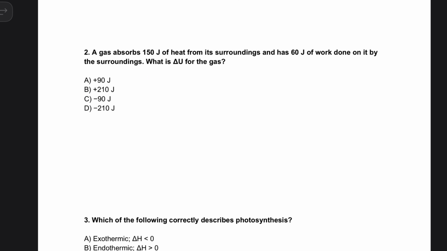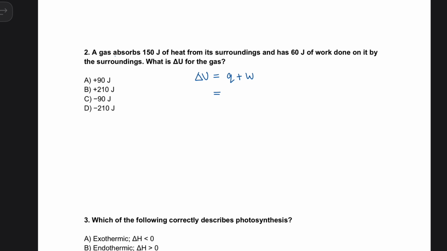Next, question 2. A gas absorbs 150 joules of heat from its surroundings and has 60 joules of work done on it by the surroundings. What is delta U for the gas? So our very important formula is that delta U equals Q plus W, or heat plus work. So we just have to use this to calculate it.